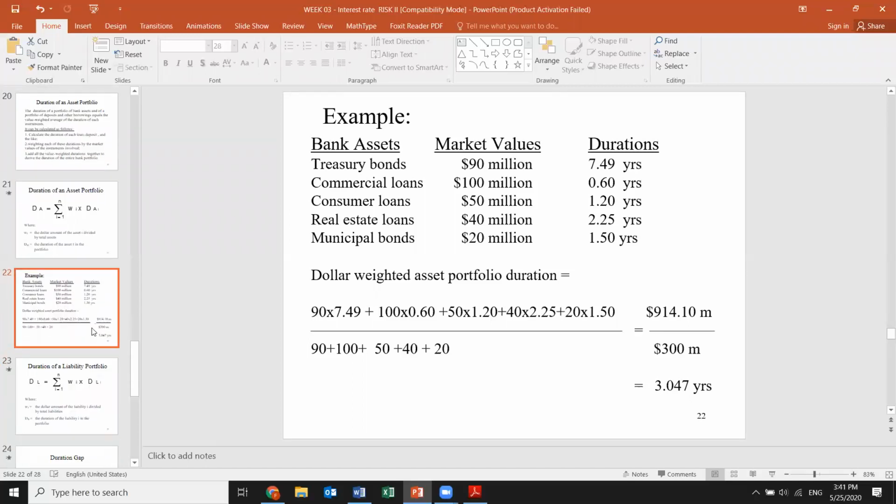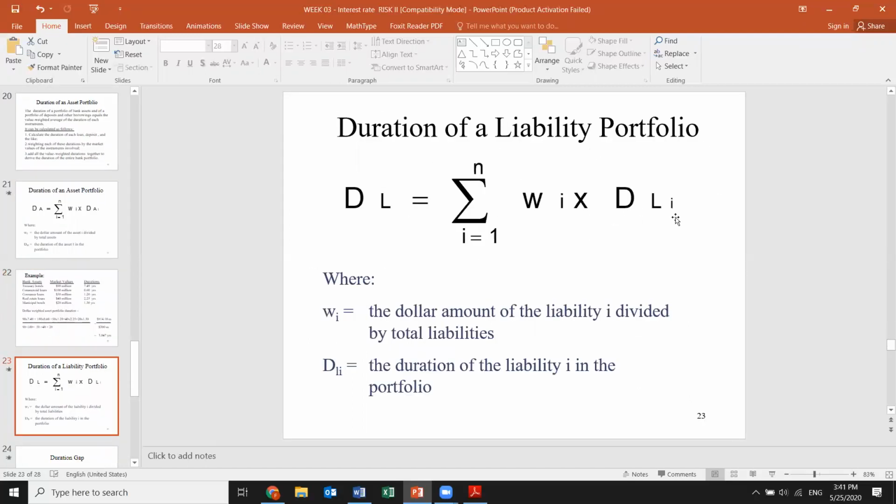And then we proceed with the duration of the liability portfolio. It is calculated the same way as the assets. W is representing the dollar amount of liabilities divided by total liabilities. And D is representing the duration of the liability in the portfolio.